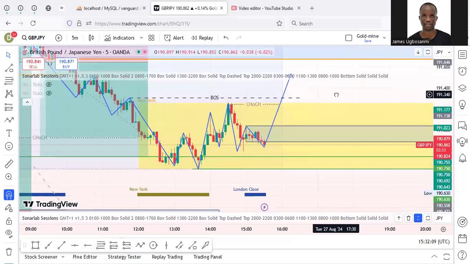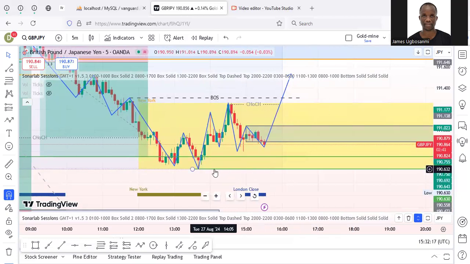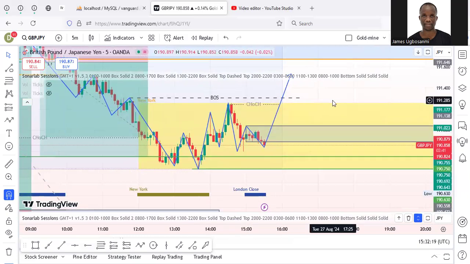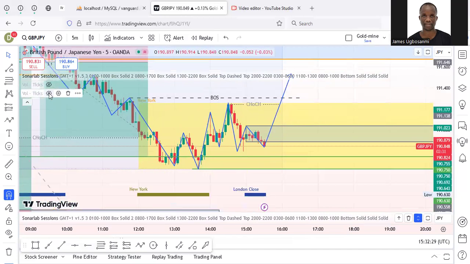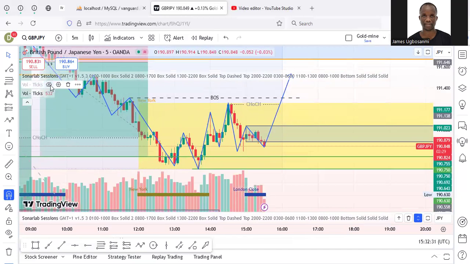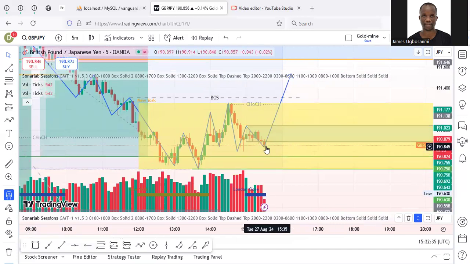190.75. This is where price got to the last time. And it's still printing. I think there are more people selling. There are more people selling.